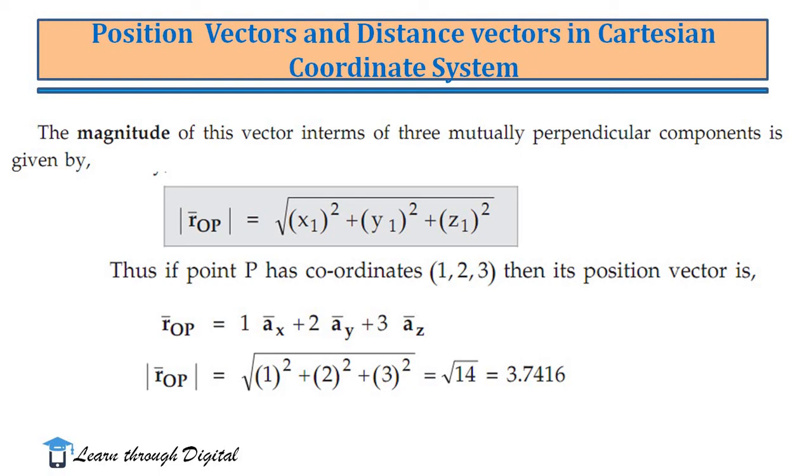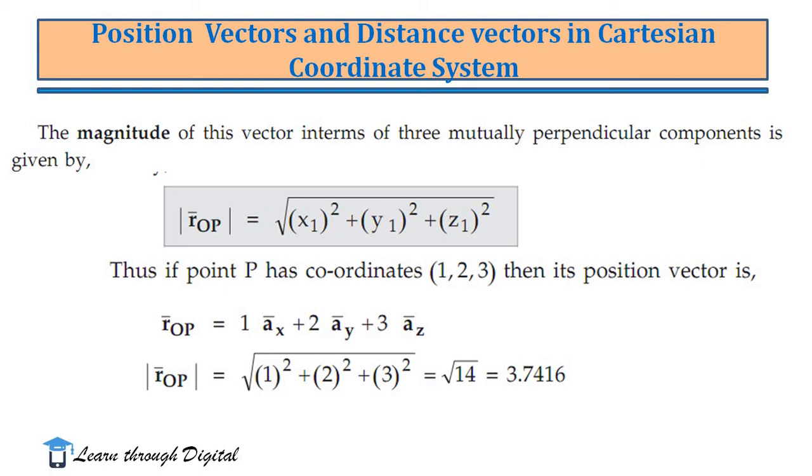Thus, if point P has coordinates (1, 2, 3), then its position vector, that means the vector components are 1, 2 and 3. So, we can write the position vector R_OP vector as 1 ax vector plus 2 ay vector plus 3 az vector. So, from this we find the magnitude of this position vector. Magnitude is root of 1 squared plus 2 squared plus 3 squared. The answer is 3.7416.